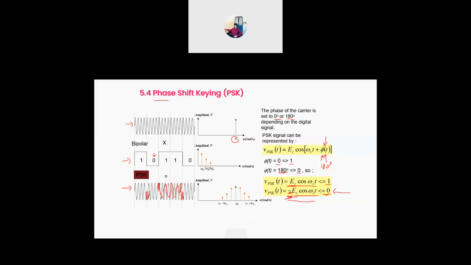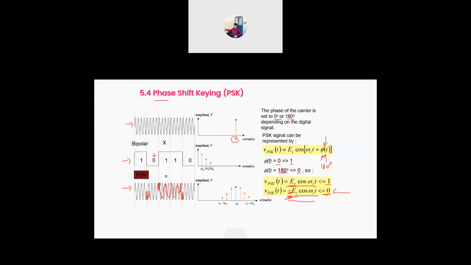Okay, next, from 0 to 1, you're going to have phase shift of 0, and it is positive in the amplitude. So this one is like this.